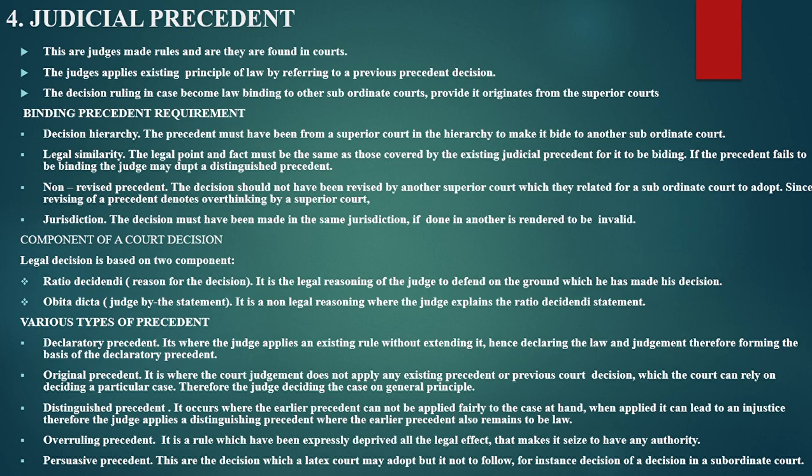We also have some components a court uses in making a decision. Legal decision is based on two basic components. One of them is ratio decidendi, the reason for the decision. It is the legal reasoning of the judge to defend the ground on which he has made his decision. This is where a judge tries to explain why he has arrived at a certain decision about a case. For instance, this is a murder case. The judge must explain why he has found the accused guilty of the murder and explain why he has sentenced him to a death sentence or fined him a certain amount of money.